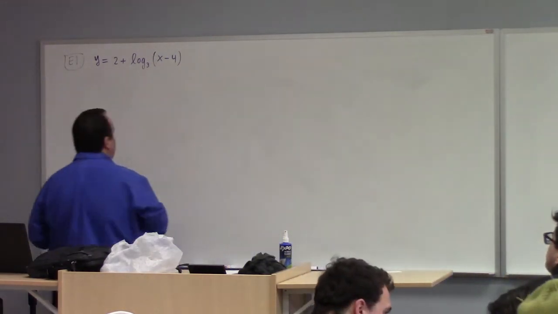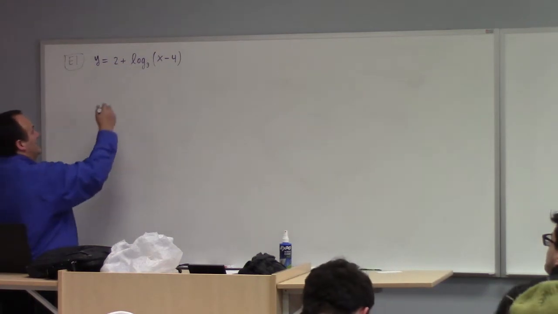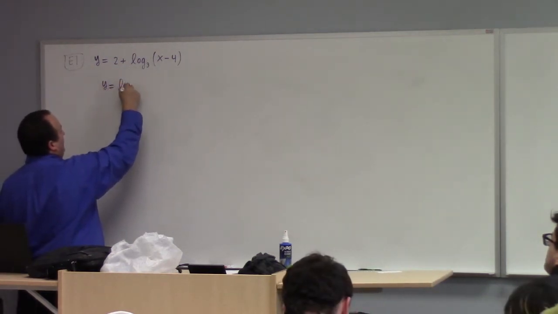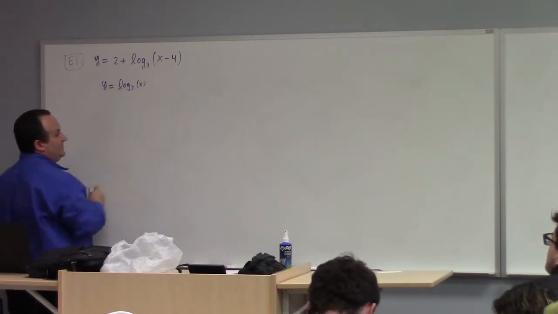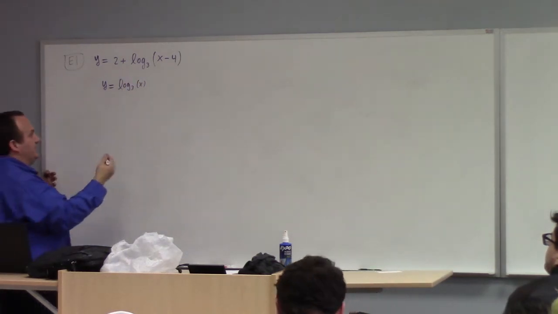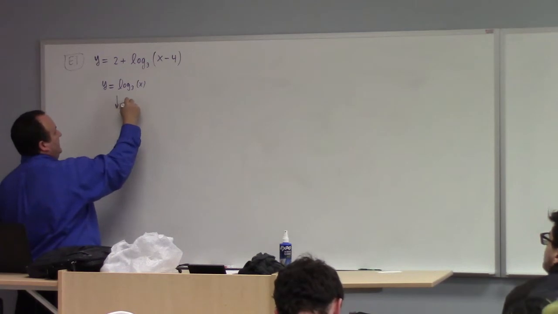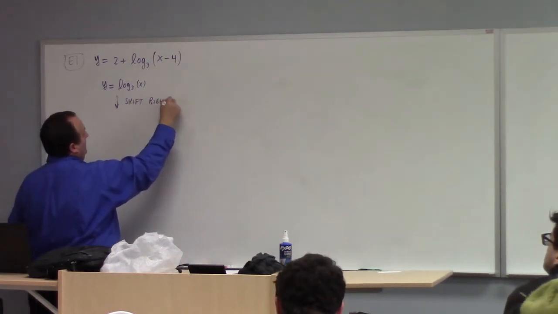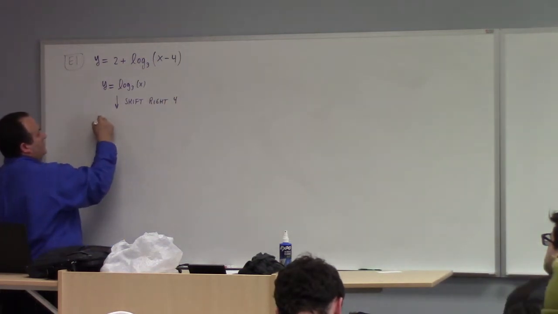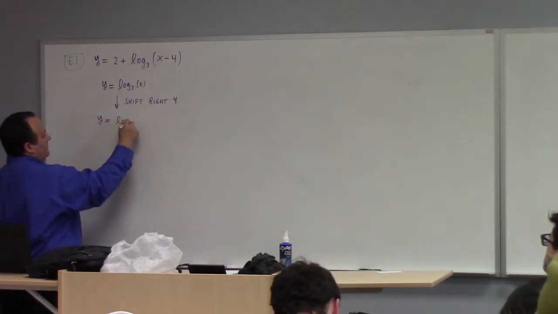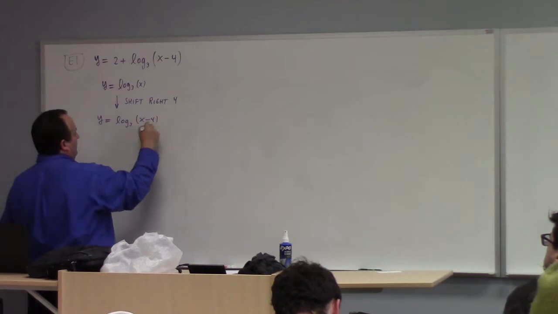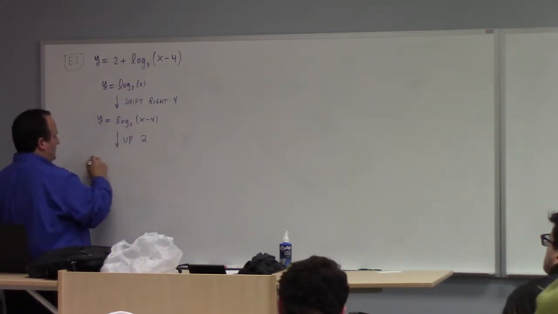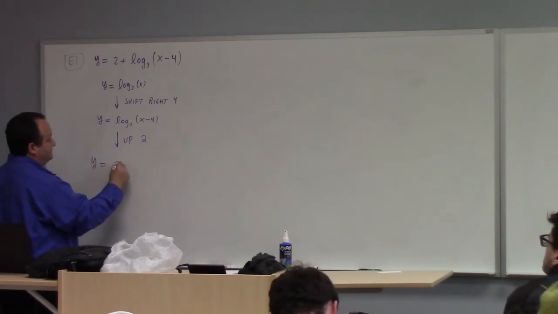So the basic thing here is, here's how I think about it. I think about y equals log base 3 of x, right? That's my basic graph. I start with that, then shift right 4. That gives me y equals log base 3 of x minus 4, and then I go up 2, and that's your graph.